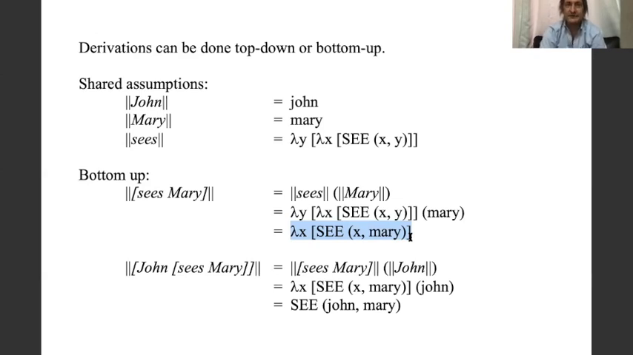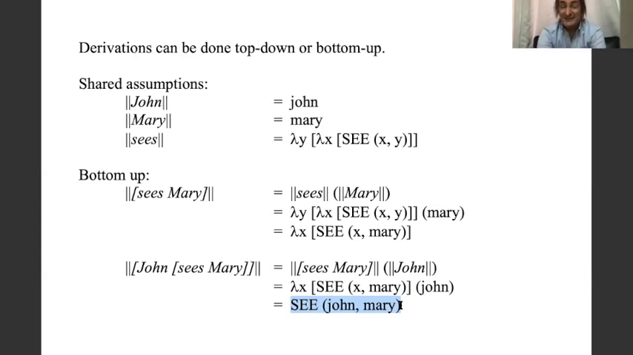To finish off the derivation, we take that result, the interpretation of sees Mary, to combine with the translation of John. That is, we take a translation of sees Mary, apply it to the translation of John. We just calculated the translation of sees Mary to be this. We have the assumption, the interpretation of John is John. We take this John, we substitute it in place of this x, and we give back the result of the substitution, which is C, John, Mary.